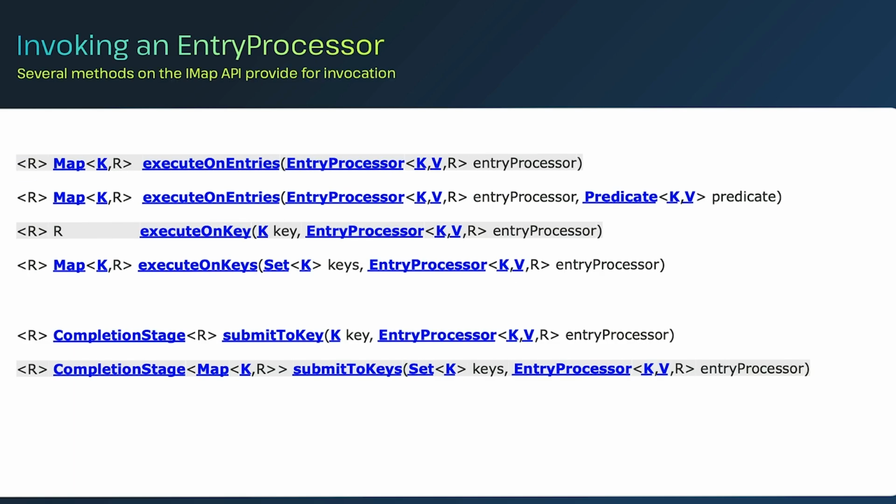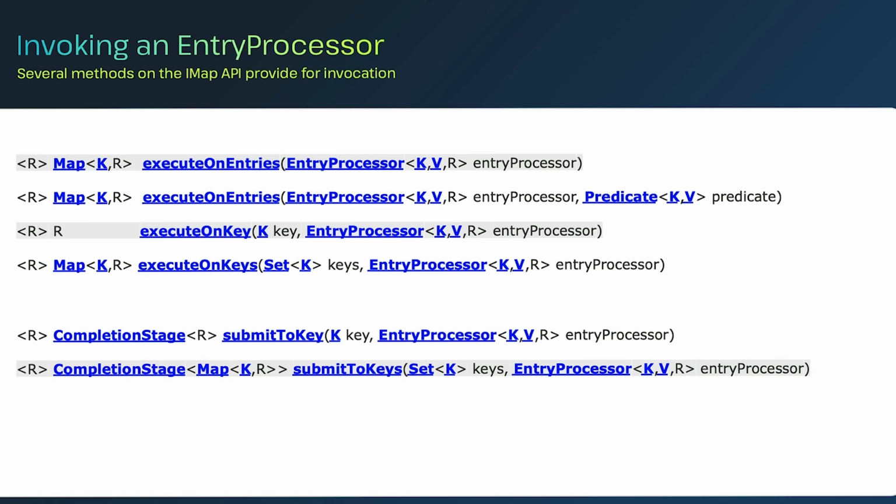An entry processor is invoked by calling one of these methods from the IMap API. They will apply the entry processor as follows. The first method executes the processor on all entries in the map. The second method will apply the processor to all map entries that match the predicate. So essentially, filter the map and then apply to all the entries that pass the filter.